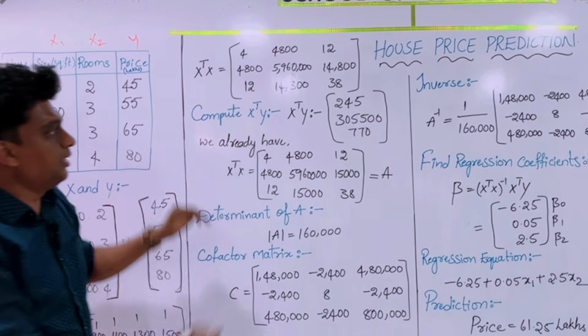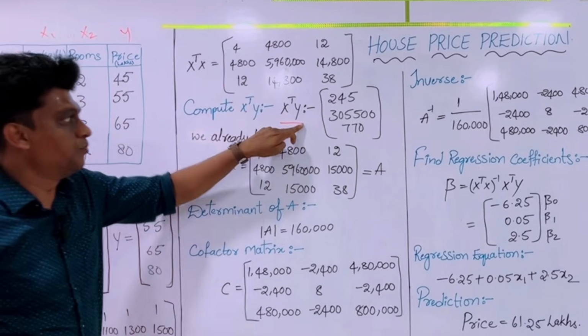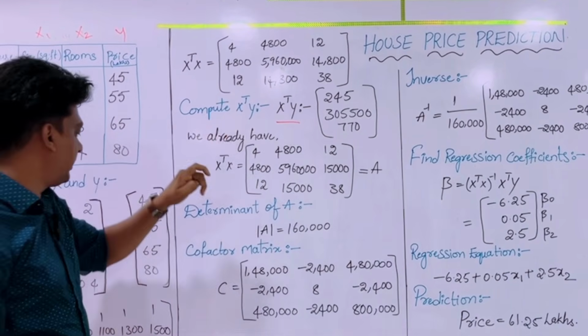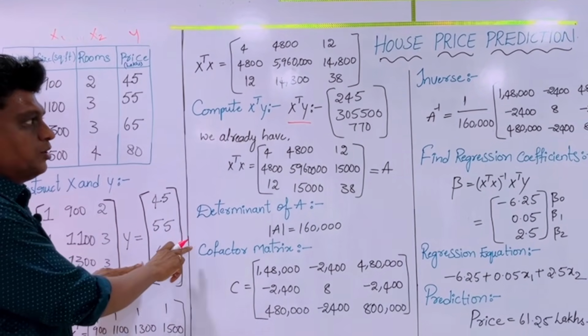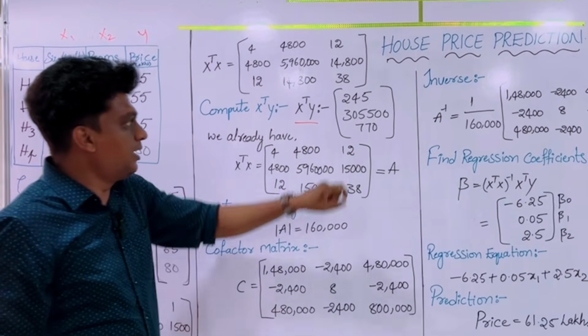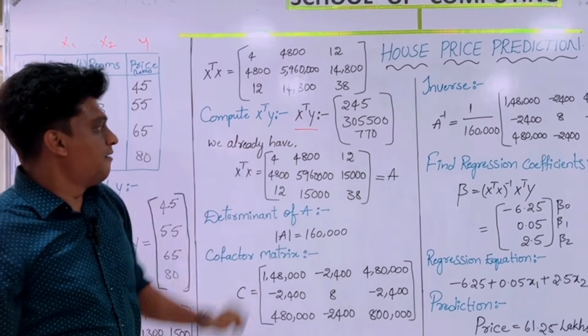Then we find x transpose y. We multiply x transpose with the y value, and by matrix multiplication we obtain this value.